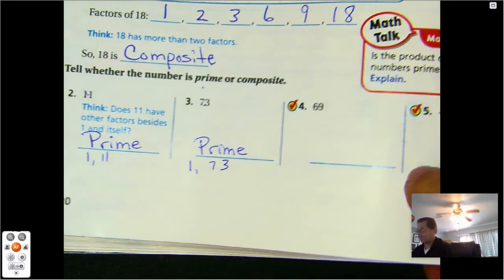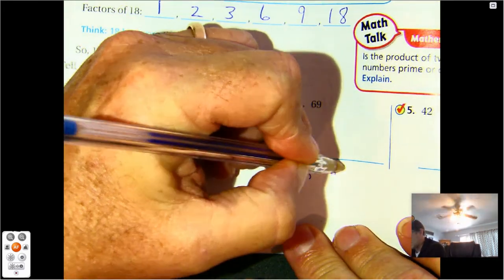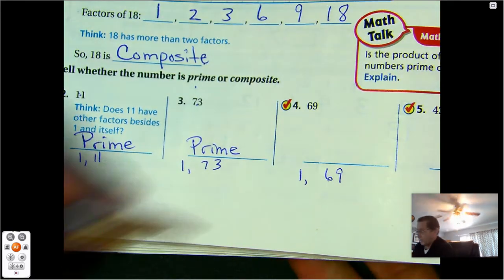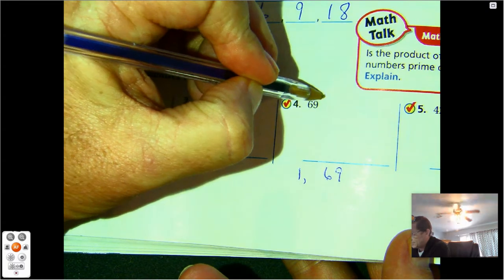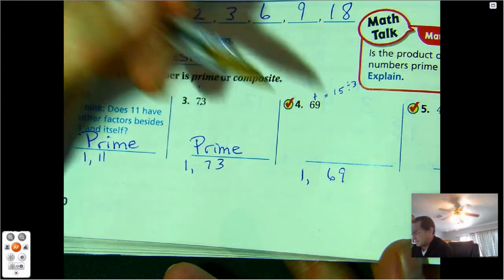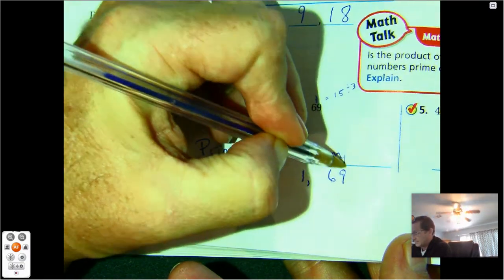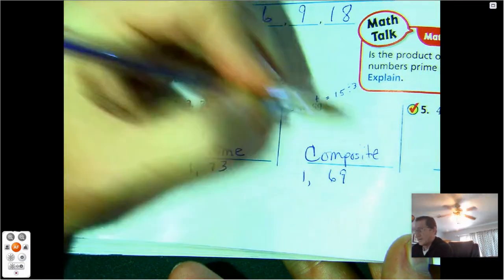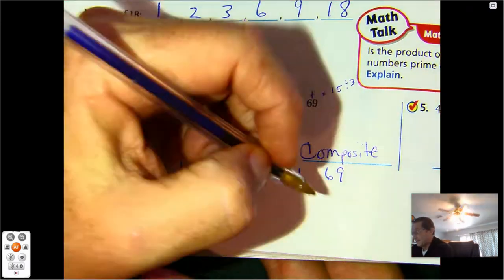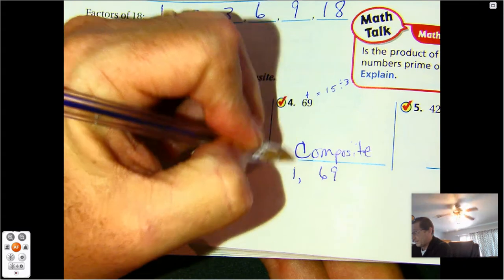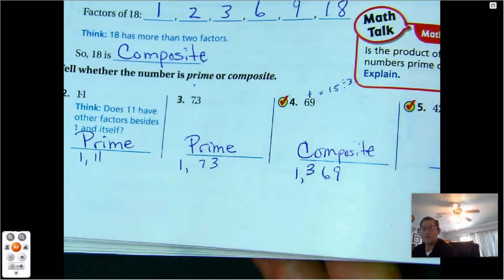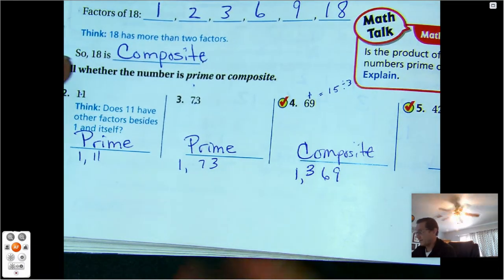Well, we know 1 and 69 works. Will 2 work? No, 69 is not even. Will 3 work? Well, what's 6 plus 9? 6 plus 9 is 15. Can 15 be divided by 3? Yes. So this is composite. I don't have to list all the factors of the number. I just have to find out if it has 2 or more. Okay, as soon as I found out it has a 3, we can move on. 3 will work.